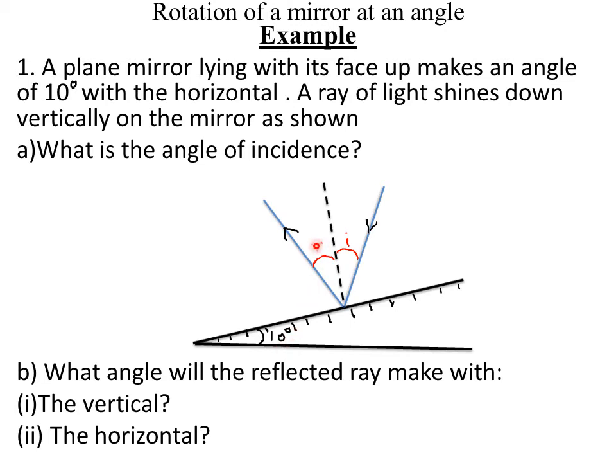So 10 plus 10, that is the 10 of the reflected ray, and the 10 here, we actually get 20 degrees. Then 90 degrees minus 20 degrees, you will get this angle, that is from the reflected ray up to the horizontal. So that angle will be 90 degrees minus 20, which actually comes to 70 degrees.